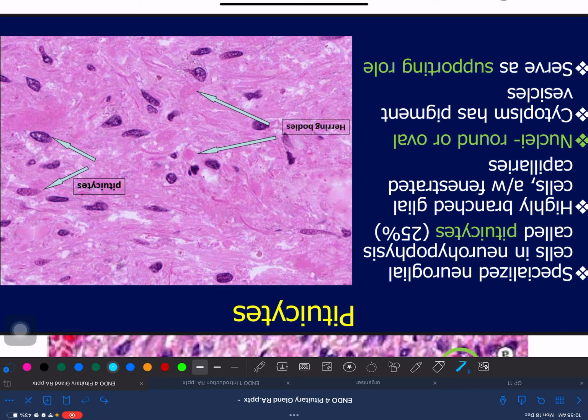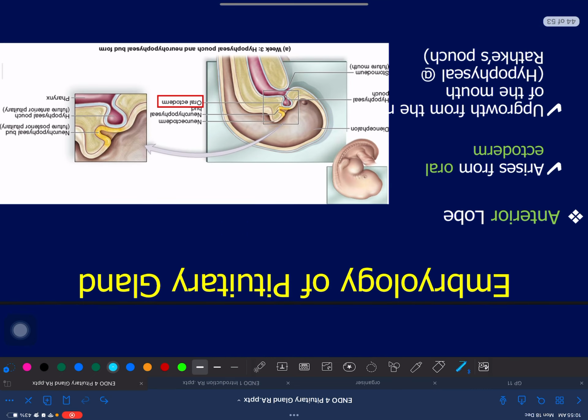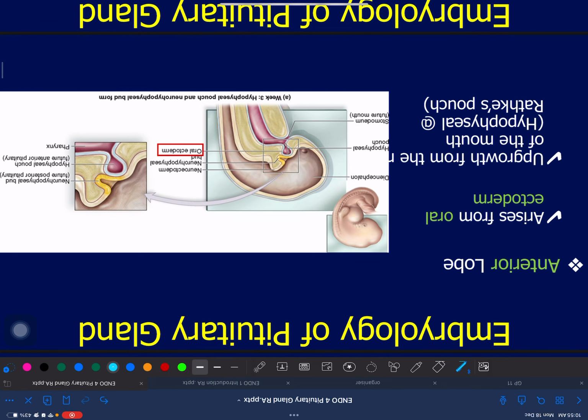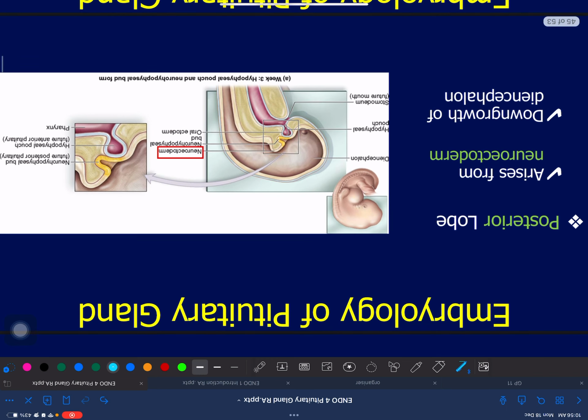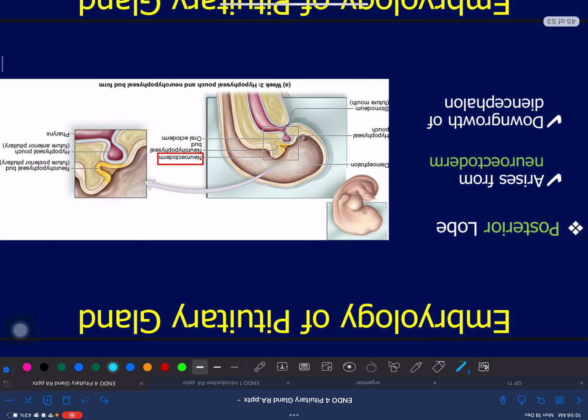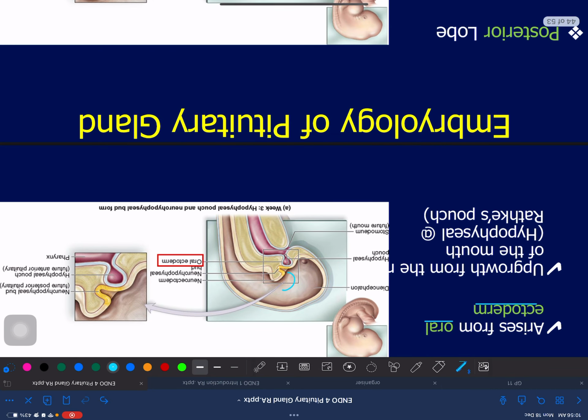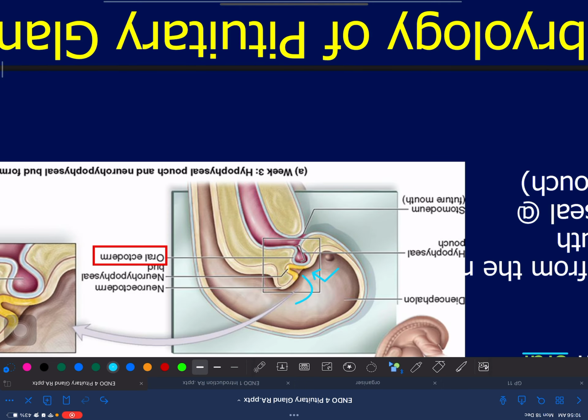Now we go to the embryology of the pituitary gland. The anterior lobe arises from the oral ectoderm. This is the oral ectoderm, and this part grows upward from the roof of the mouth, which is Rathke's pouch. The hypophyseal pouch, or Rathke's pouch, grows upward from the roof of the mouth.